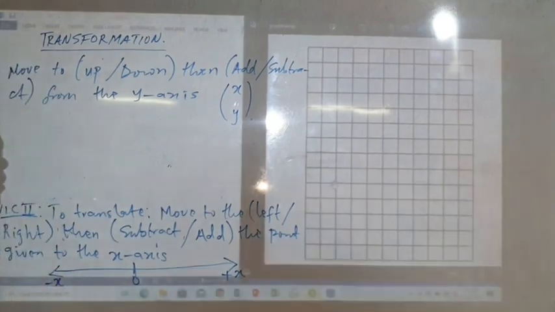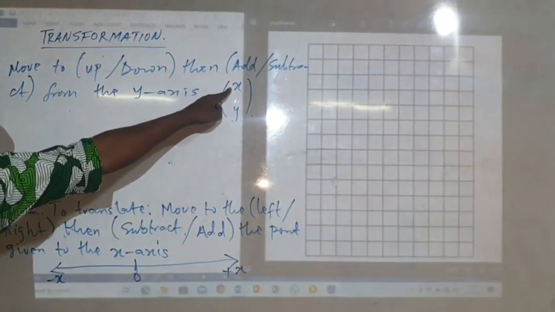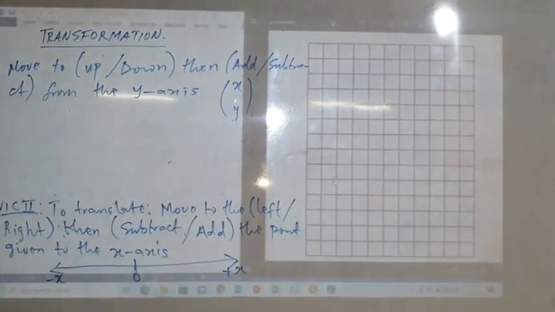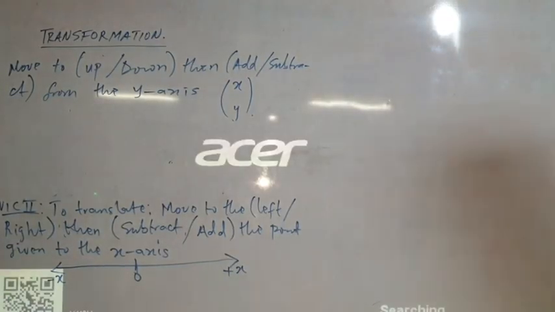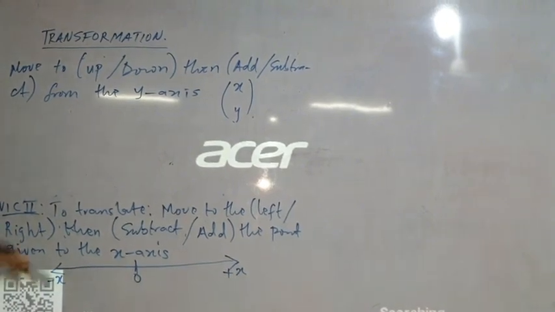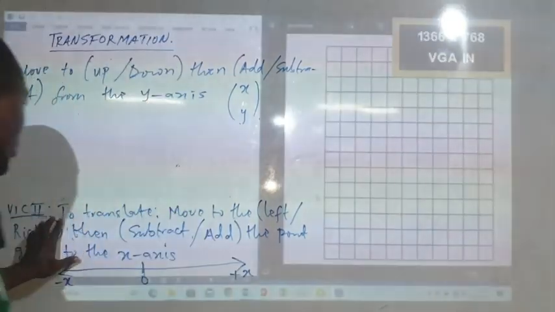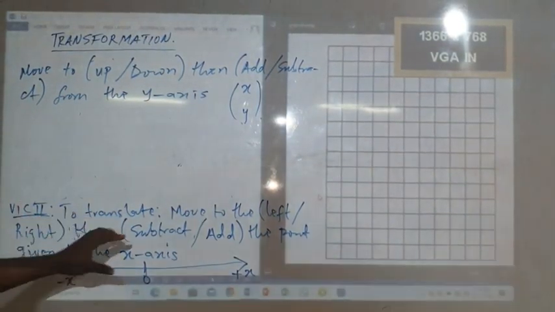So the point given can be x over y, where the first value, the X, will represent moving to the right or left, while the Y value will be moving up or down. So that is for the vector, that is to translate. So this is the rule to follow.